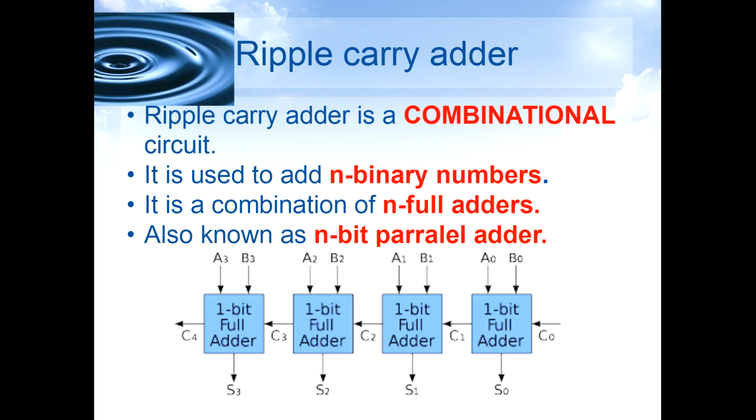A ripple carry adder is a combinational circuit, that is, the output will depend only on the present input and not on the past. Here you can see that it is a combination of n full adders, and therefore it can add n-bit binary numbers. It is also known as an n-bit parallel adder, since it can add n binary numbers parallelly, but the carry is not generated parallelly. It is generated only serially, that is, the output carry of one is the input carry of another.